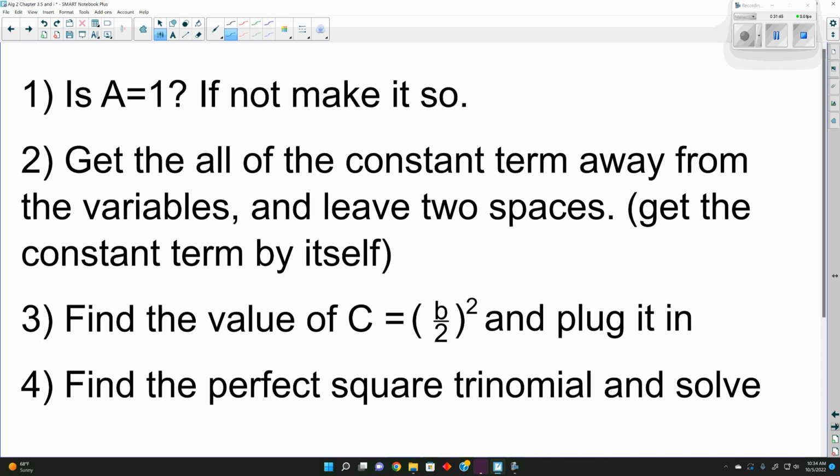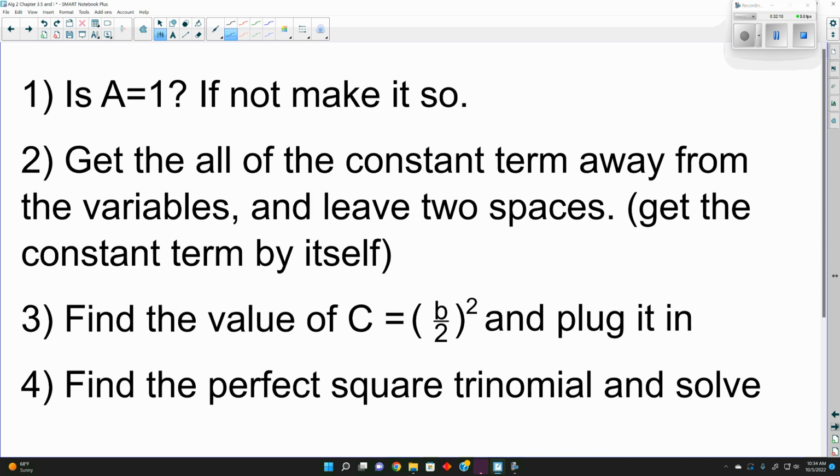These here, you don't have to write these down at this point because I'm going to have all these listed up tomorrow. I'm going to write them on the whiteboard. These are the steps for completing the square. The first thing is a equal to 1. Is the number in front of x squared 1? If not, make it so. So if it was 2, we'd have to divide everything by 2. We need to make the term in front of x squared be 1.